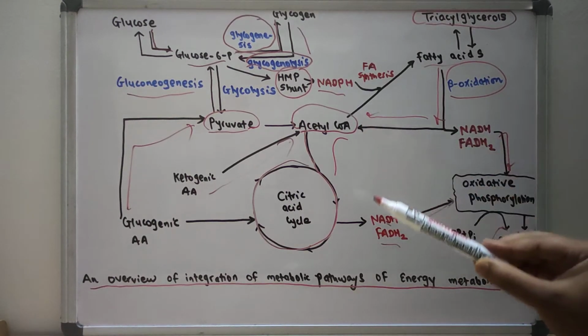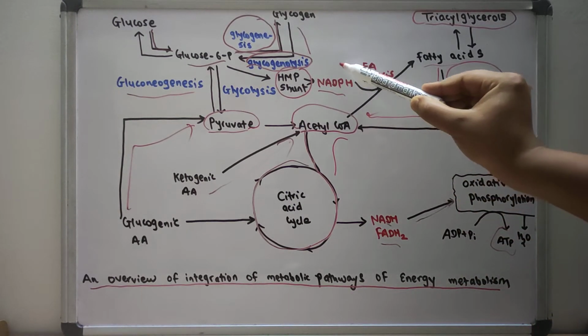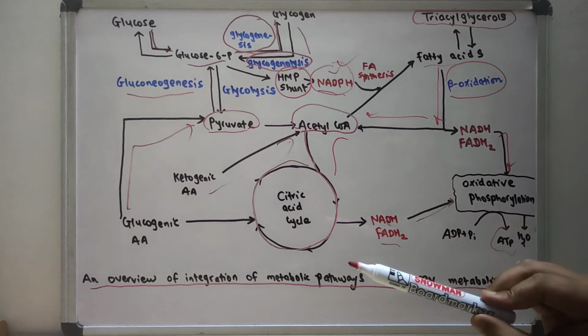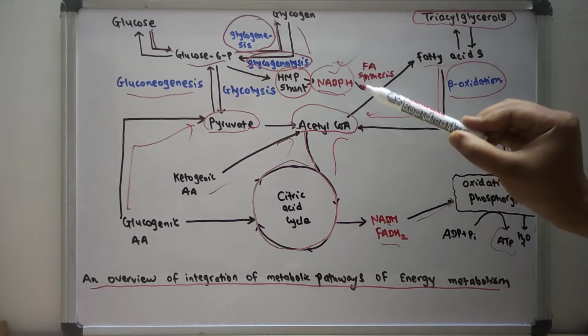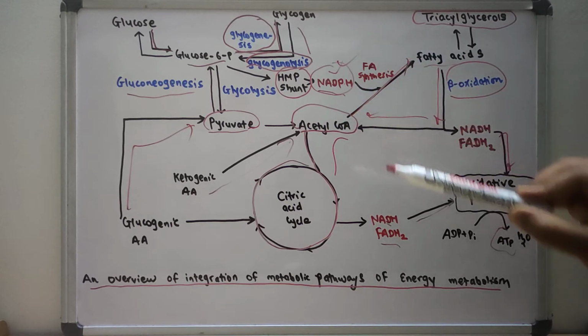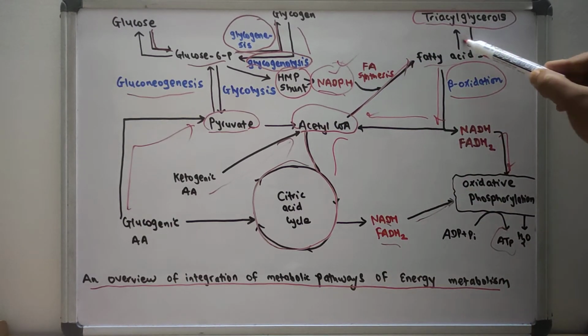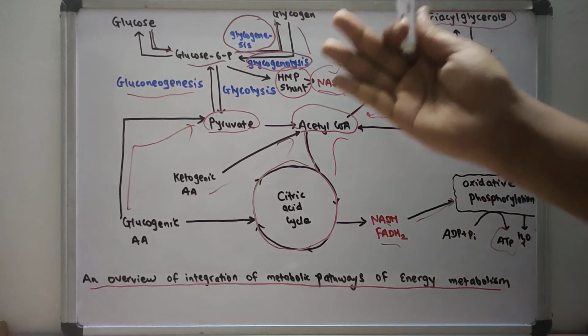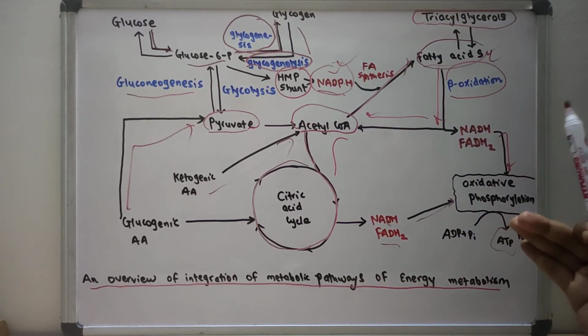Also the acetyl coenzyme A and the NADPH which have been produced from the HMP shunt can enter into fatty acid synthesis, and ultimately fatty acid can be produced. So this is the integration of the metabolic pathways of the energy metabolism. This is how the various metabolisms are integrated.